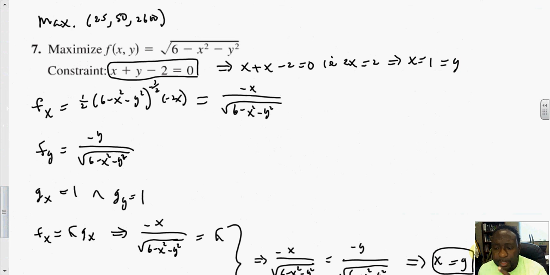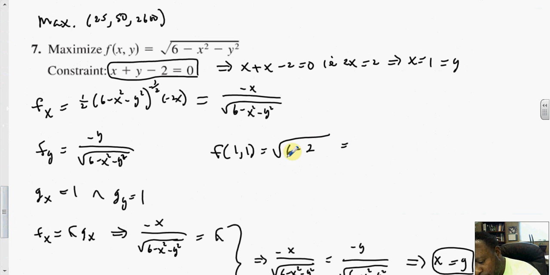So if that's the case, then f of 1 comma 1 is equal to the square root of 6 minus 2. So we get the square root of 4, and that gives us 2. So we have a maximum at x equal to 1, y equal to 1, and then z is equal to 2.